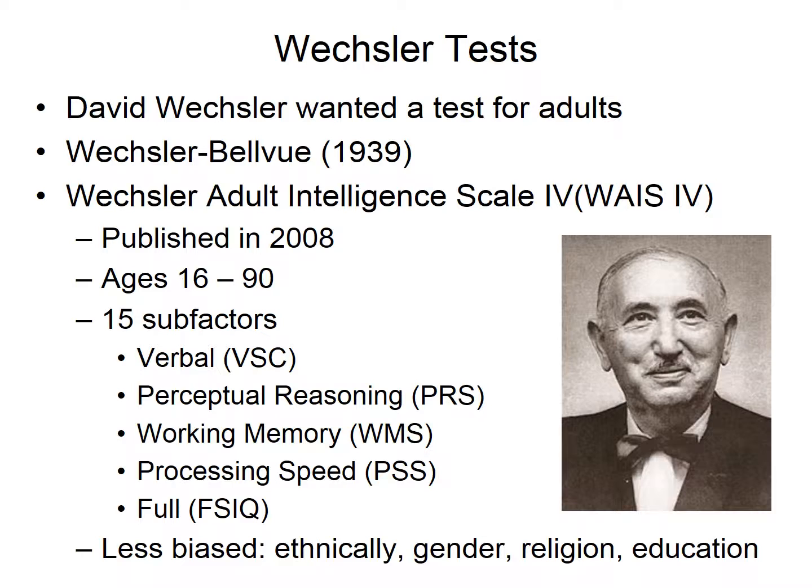We have multiple levels. So there's 15 subfactors in the WAIS. There's verbal, perceptual reasoning, working memory, processing speed, but you also get a full score. So you're getting individual factors, but you're also getting that overall. So that's, again, a hierarchical model. One measure of intelligence, then subscales, and then even subscales of subscales.